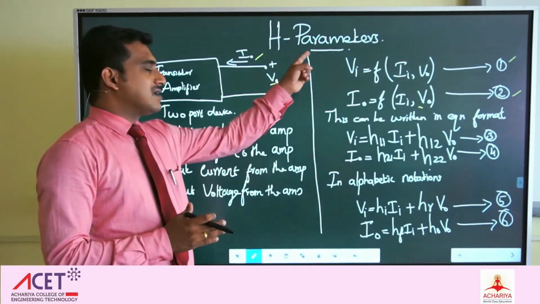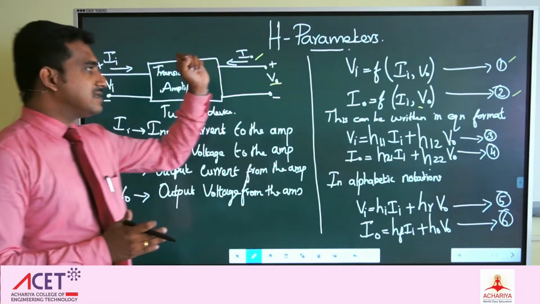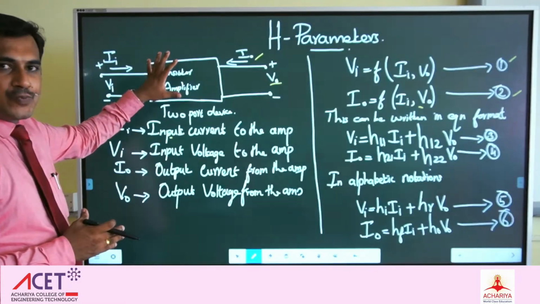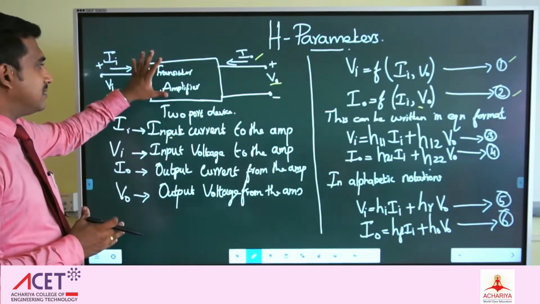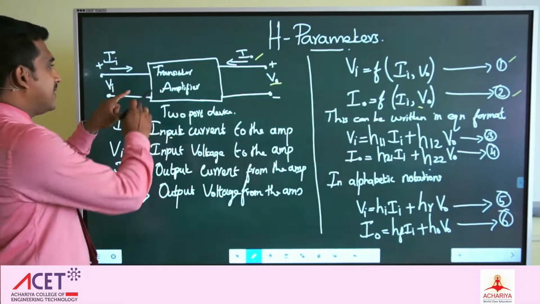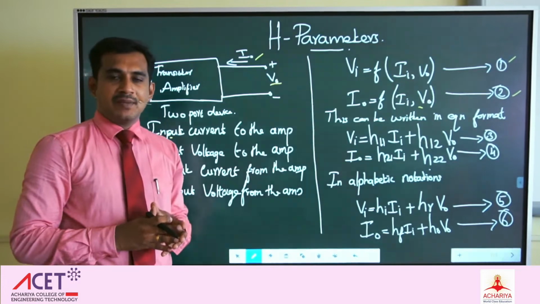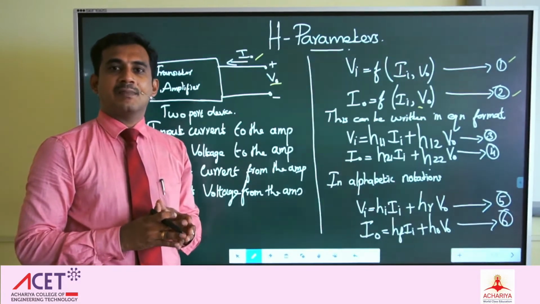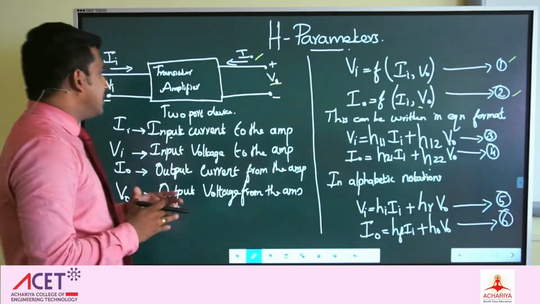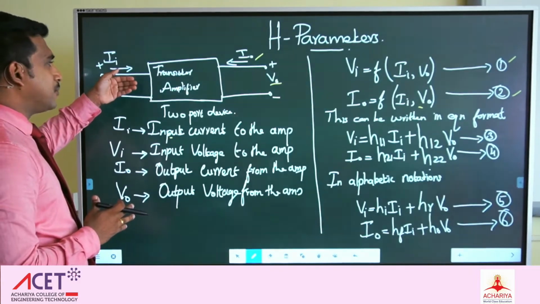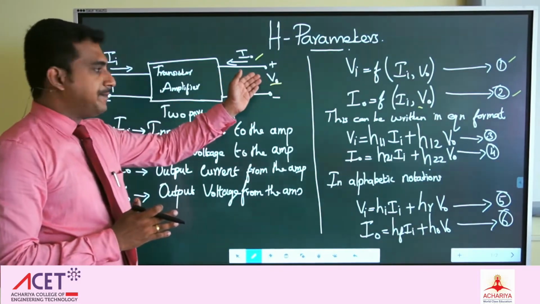To understand the concept of H parameter, let us consider the transistor amplifier as a two-port device. Here, this is the two-port device. Let us consider the block as a transistor amplifier. The transistor amplifier may be a common emitter amplifier, common collector amplifier, or common base amplifier. The input is given in the input side and the output is taken from the output side.